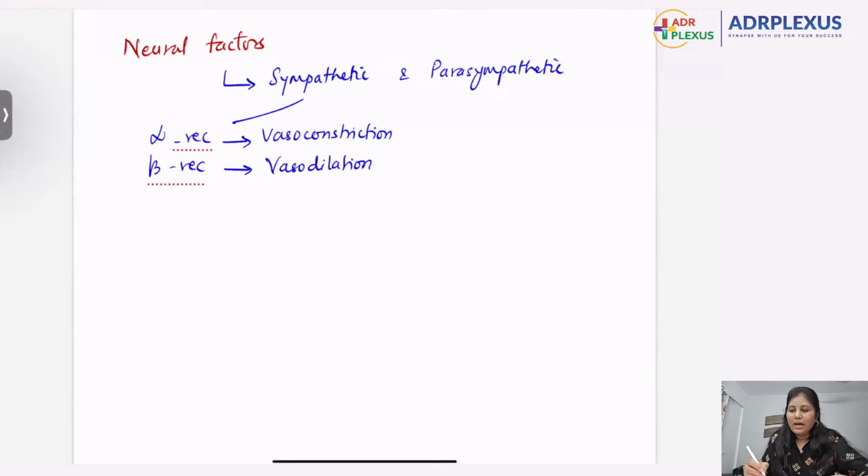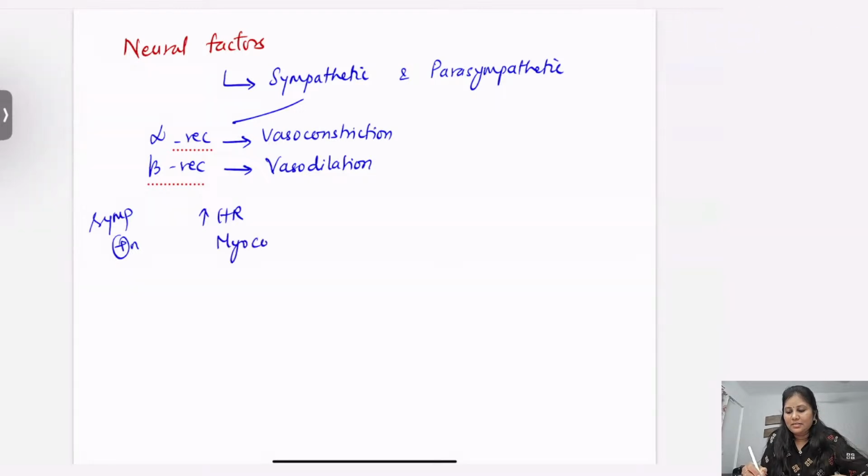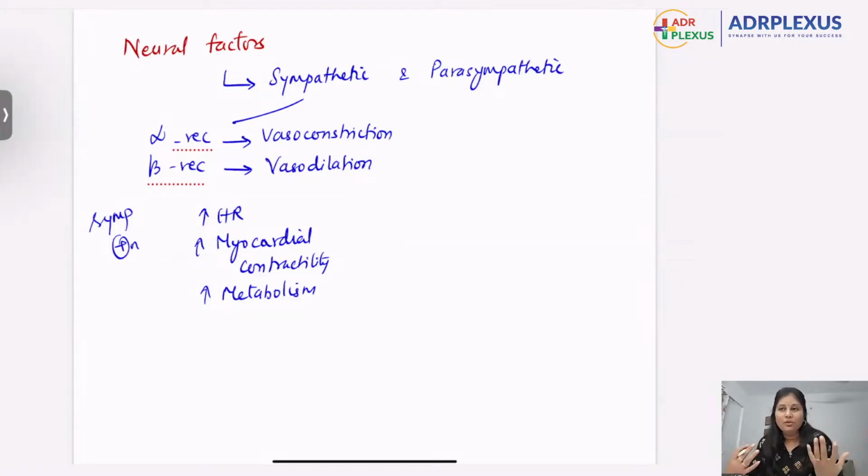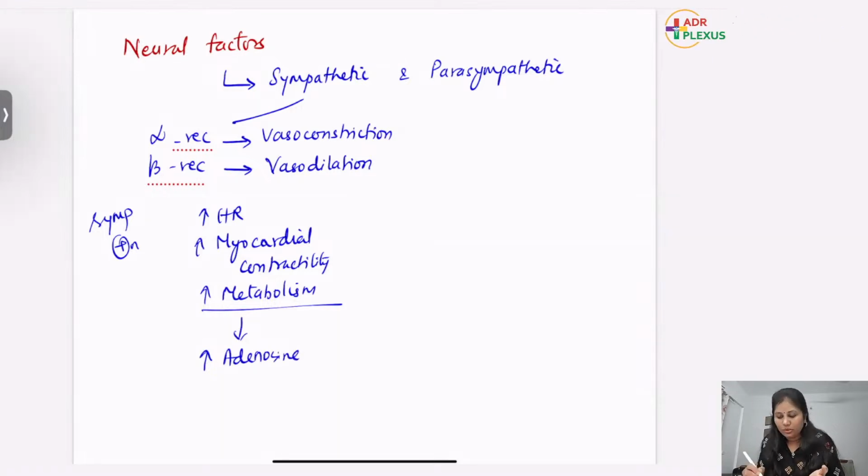Right? Okay, so what happens in sympathetic system stimulation? It increases the heart rate. When the sympathetic system is stimulated, heart rate increases, myocardial contractility increases, metabolism also increases. So all the heart functions are getting increased. That we know. BP increases, cardiac output, heart rate, everything increases. But what happens as a negative feedback mechanism, indirectly, when the metabolism is increased, it results in more production of adenosine. Right? Now, what is adenosine? It's a vasodilator. So it causes vasodilatation.